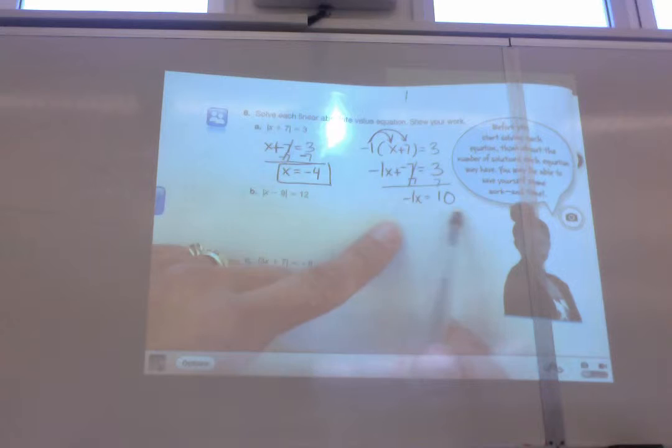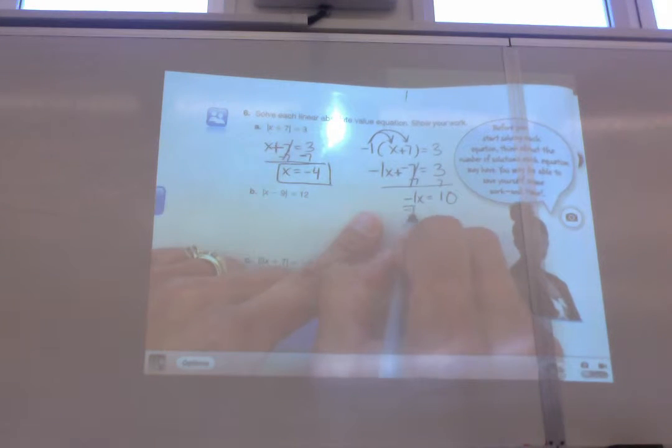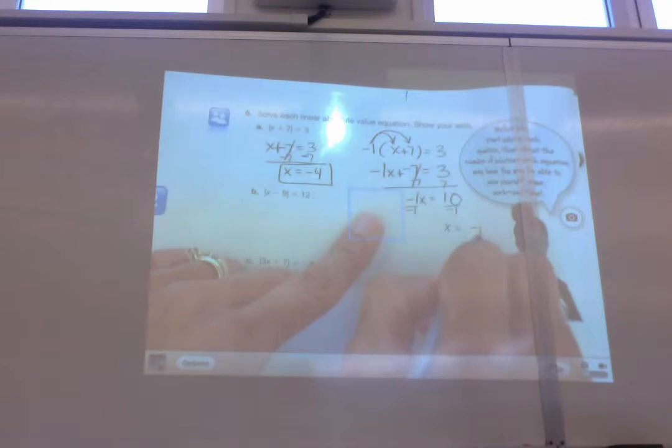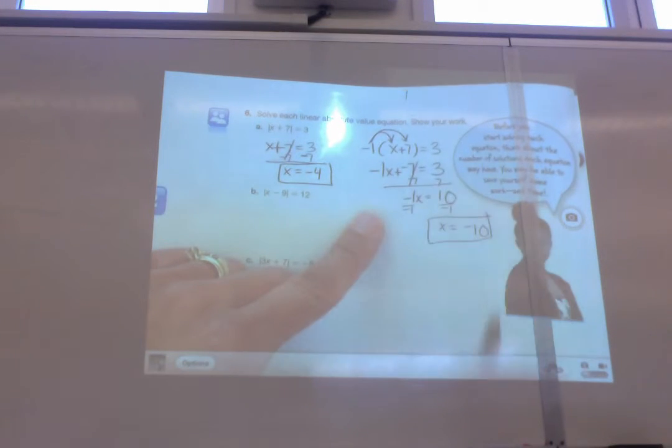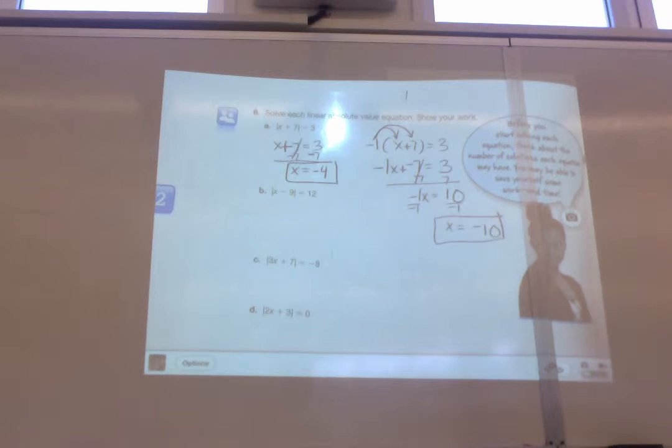And then what was our last step? This is close to done, but not all the way. Divide by the negative. X equals negative 10. After you do this a lot of times, you can just rewrite it as x equals and change that to its opposite. But you need to know in your head we're dividing by a negative. All right?